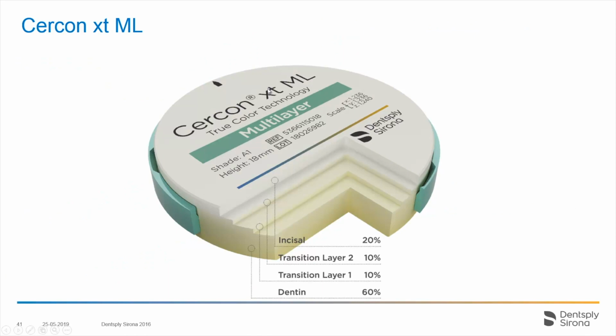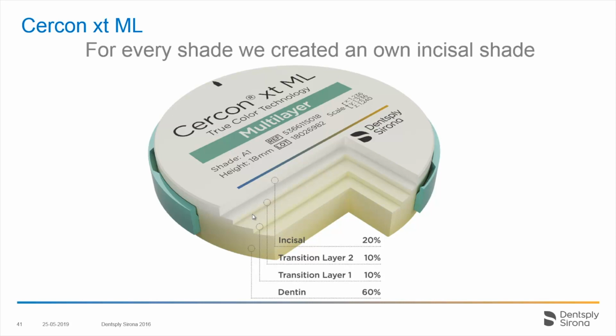What really differentiates the Sirona XT multi-layer is the different transitional layers in the incisal and the dentin that we have here. In all of the discs, the 14, 18, and 25mm, we have 20% incisal and 60% dentin. This really helps to get truer shades and not have too much incisal, and we really have liked this multi-layer material. Every different shade, A1, A2, A3, A3.5, they all have their own incisal that was made for that particular color.